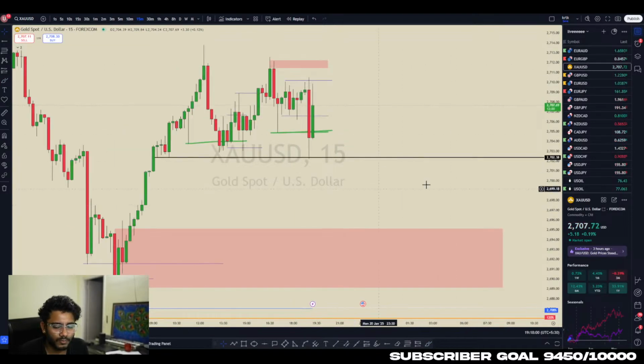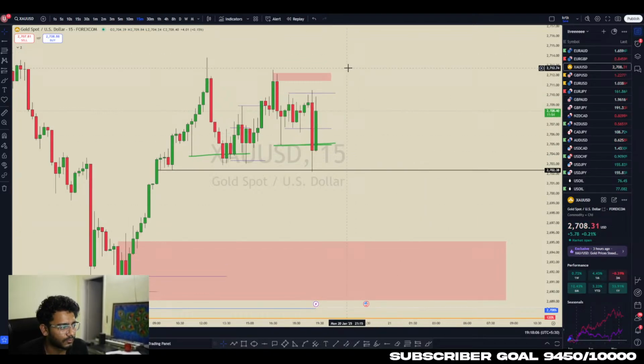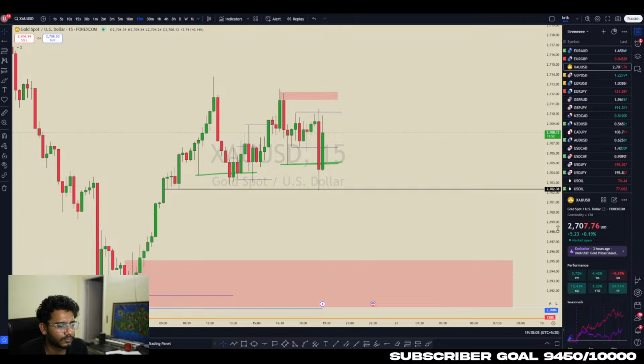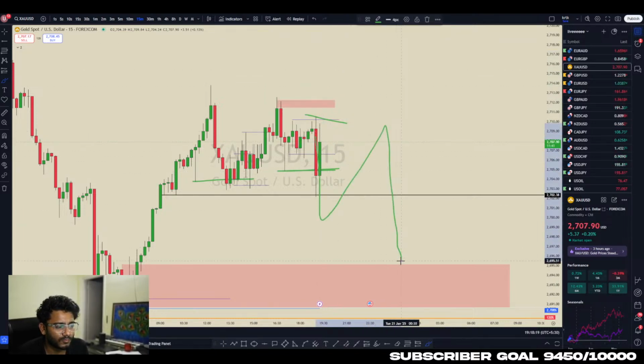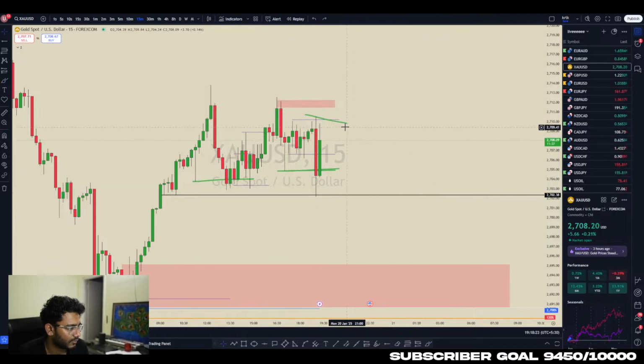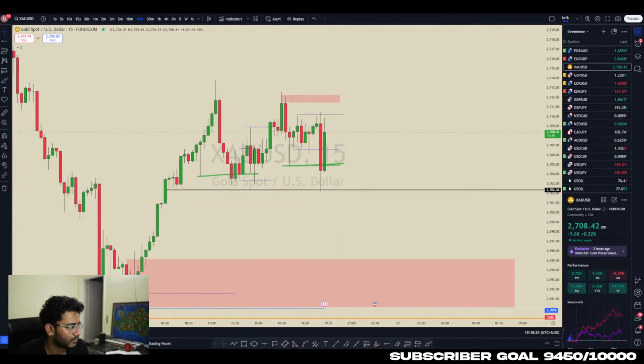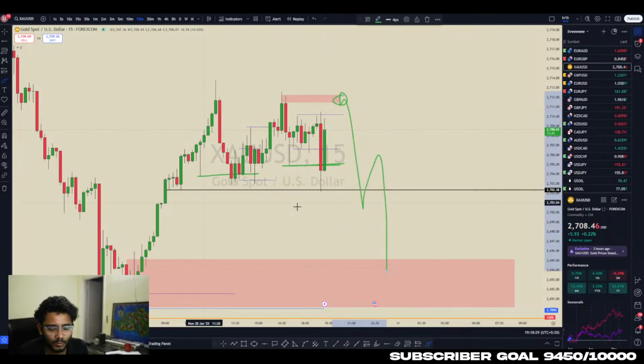Nobody knows what price will do. So don't try to predict the market. Gold will take liquidity at the 2717 level and no one knows what price will do. We have to wait for price to at least create a direction. If this is broken, then I'm looking for buy side. If this is broken, then I'm waiting for sell side. It's as simple as it is. If you're predicting that price will react from my area, that will probably not happen.